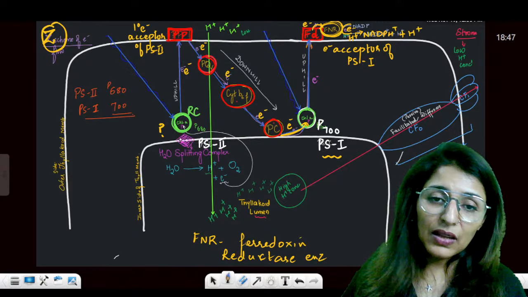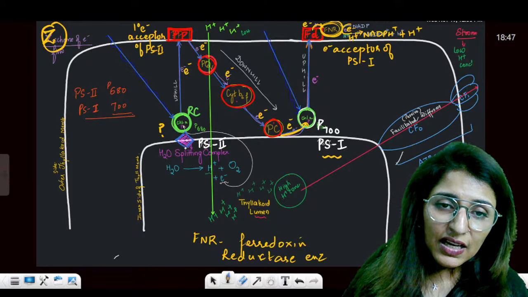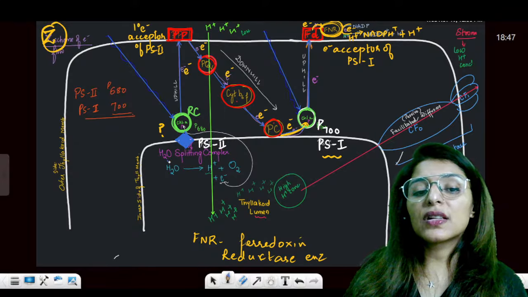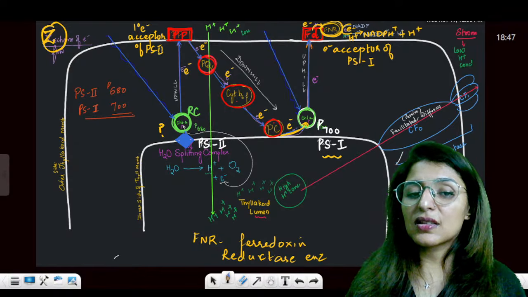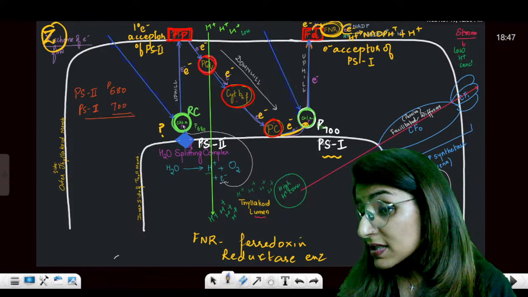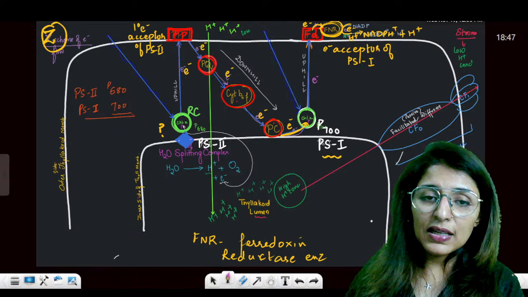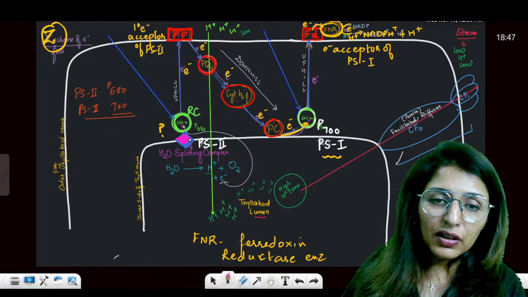So what is that something? On the inner side of the membrane, guys, there is this complex present. This is known as water splitting complex. What is this known as? Water splitting complex. Where is this water splitting complex present? This water splitting complex is present on the inner side of the membrane. Are these points clear to all?